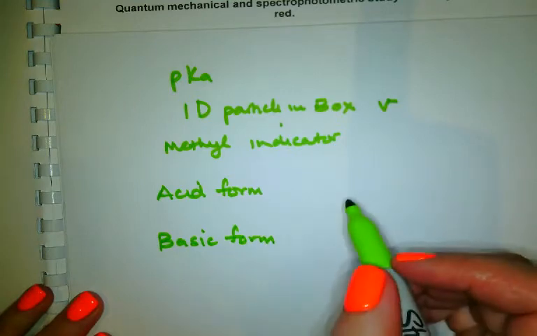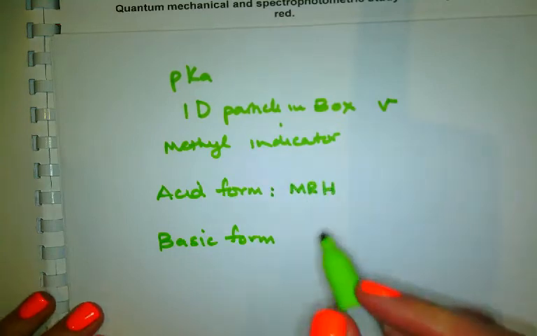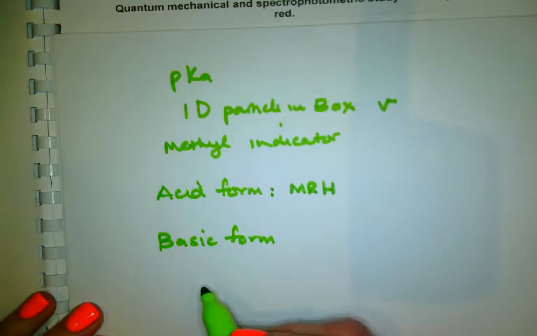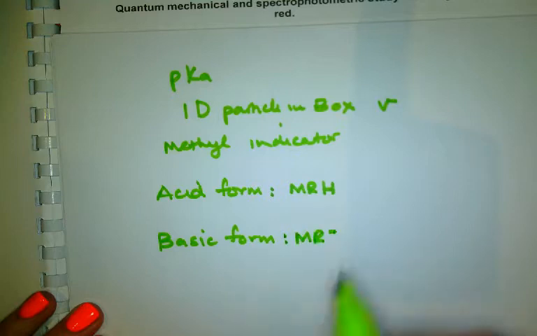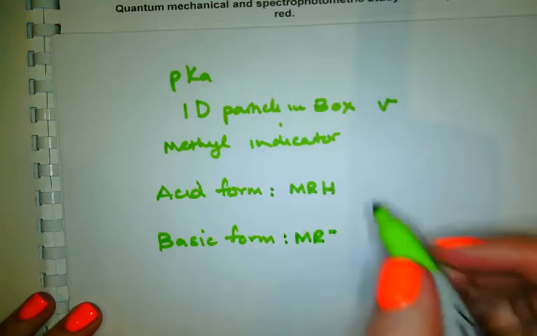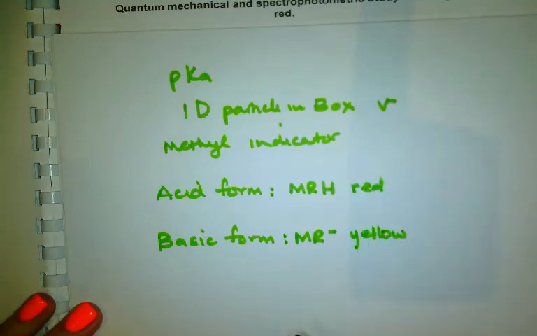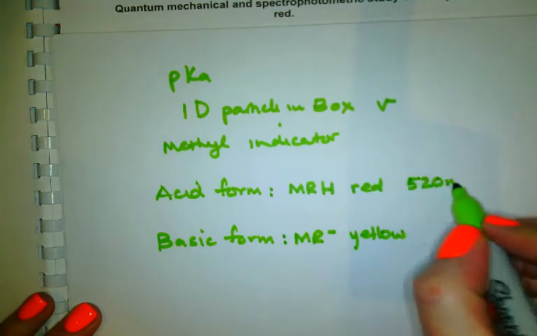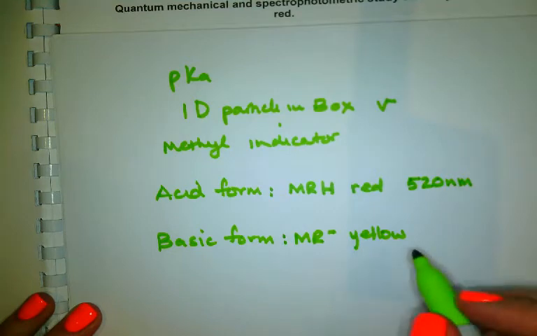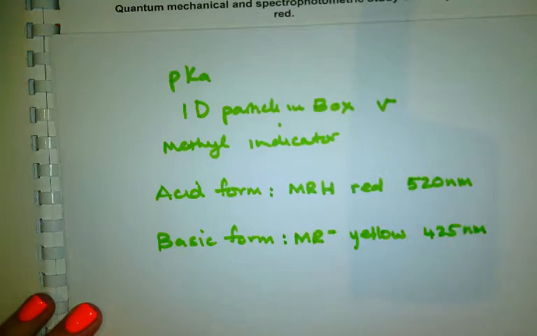In an acidic solution, the methyl red molecule is protonated, and we indicate that with that hydrogen. So we're going to use that abbreviation for the protonated form, and in basic solution it is deprotonated. The acidic form is red, the basic form is yellow, which is of course why we use it as an indicator, because it has different colors. The acid form absorbs at 520 nanometers, the basic form at 225 nanometers. Both of these fall in the UV range.